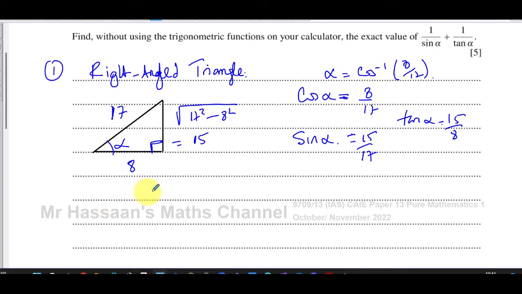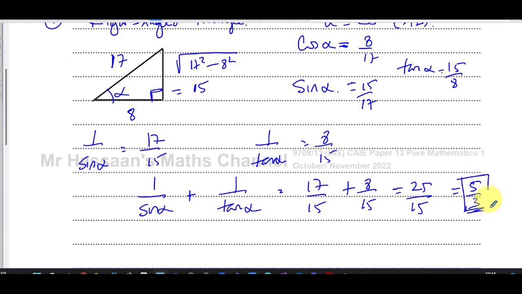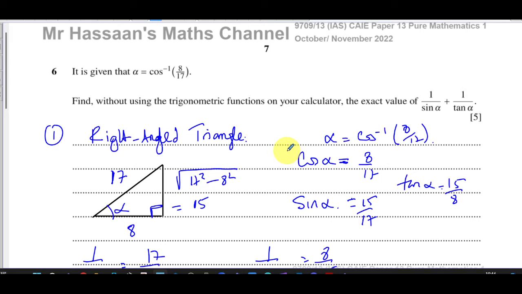It says the exact value of 1 over sine alpha plus 1 over tan alpha. Now, if sine alpha is 15 over 17, 1 over sine alpha is going to be 17 over 15. And if tan alpha is 15 over 8, 1 over tan alpha is going to be 8 over 15. So 1 over sine alpha plus 1 over tan alpha is equal to 17 over 15 plus 8 over 15, which is 25 over 15, which is a nice, easy number. 5 goes into both of those. That's 5 over 3. And that's a nice, simple method using a right angle triangle.